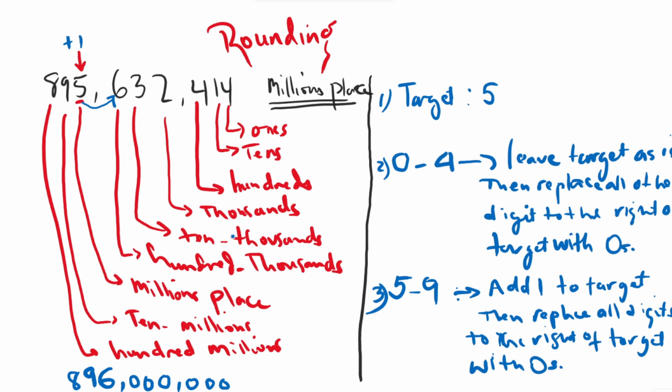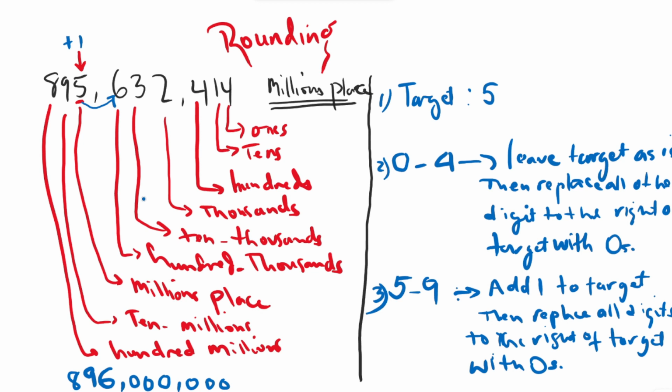And don't forget these rules. What we're going to look for is the target. That's the first rule. The second rule: digits from 0 to 4 that come after the target, and digits from 5 to 9 that come after the target. It all depends. You either leave target as is, or you add 1, depending on the digit that comes after the target. So basically, this is how you round.